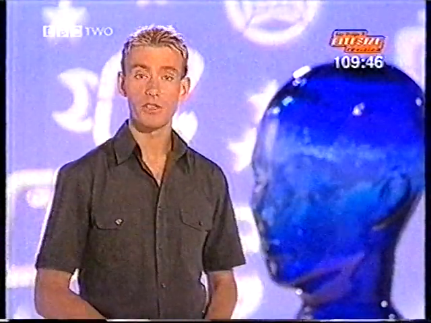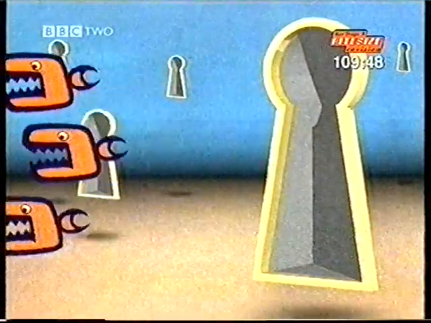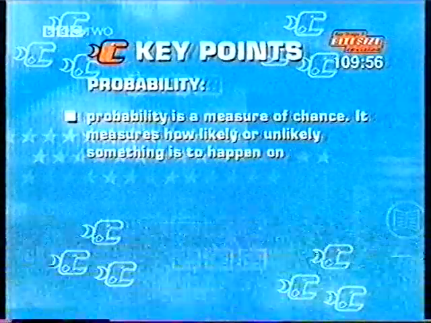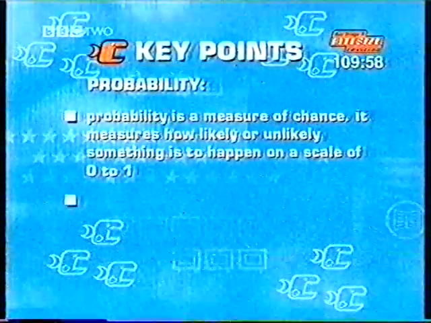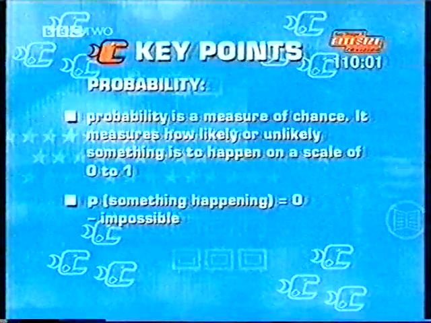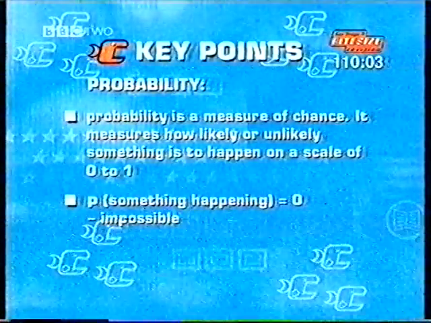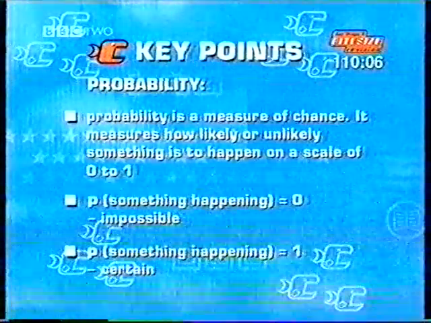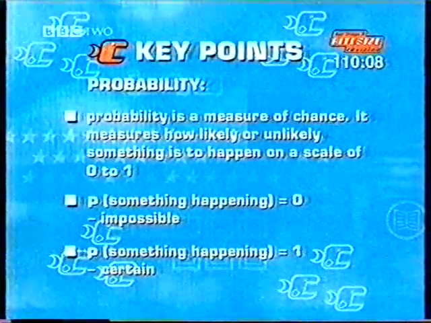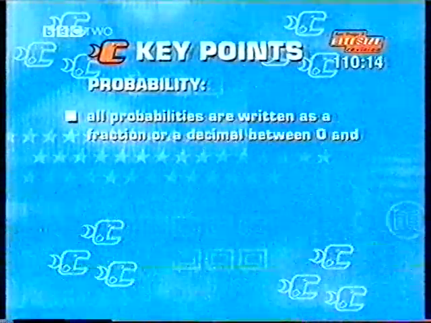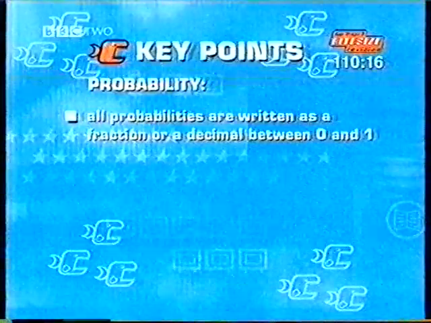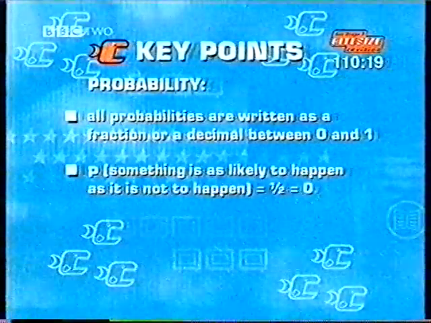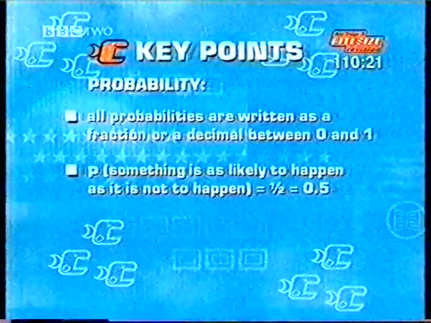Let's summarise what we've just been through. Probability is a measure of chance. It measures how likely or unlikely something is to happen on a scale of 0 to 1. If the probability of an event happening is 0, then it's impossible. If the probability of an event happening is 1, then it is certain. All probabilities are written as fractions or decimals between 0 and 1. The probability that an event is as likely to happen as is not to happen is a half, or 0.5.